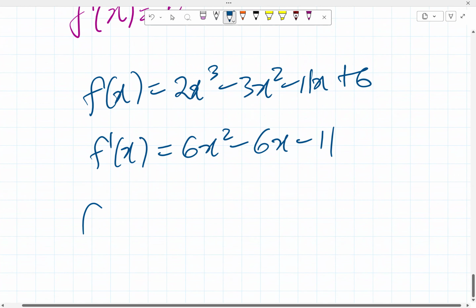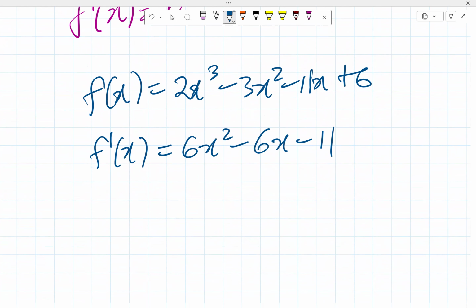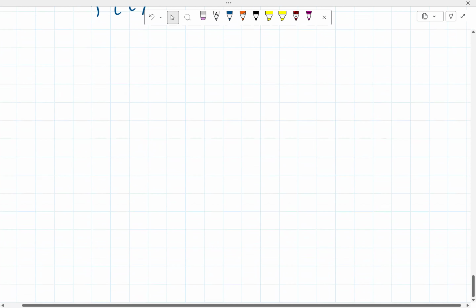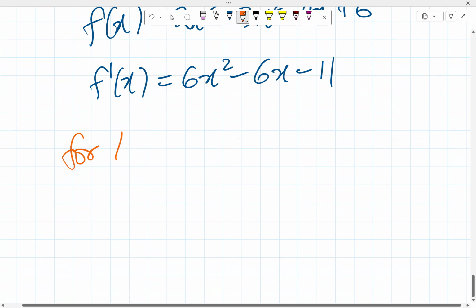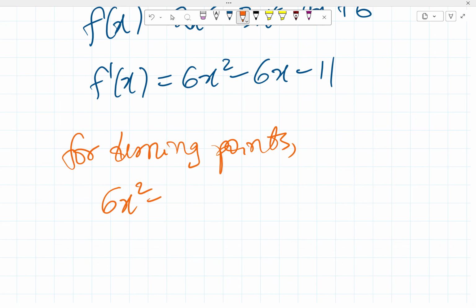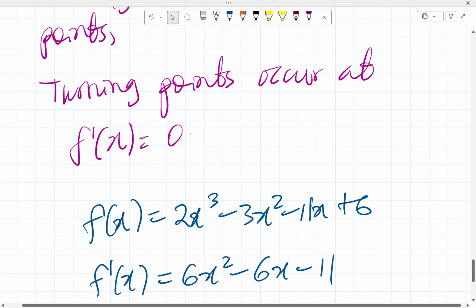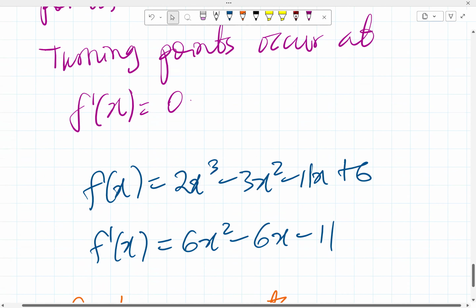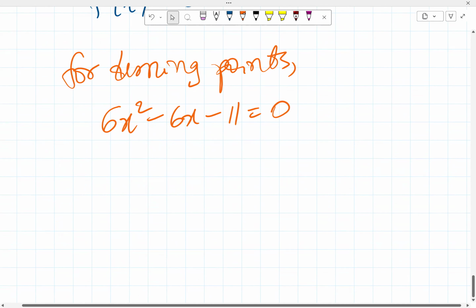What I should say is, for turning points, 6x squared minus 6x minus 11 is equal to 0. So here now, because it's degree 3, we have 3 roots, but the turning points we are going to have a maximum of 2, which we are going to get from this quadratic expression.